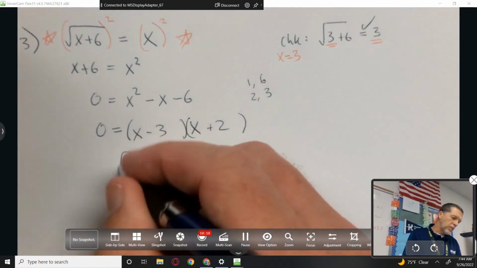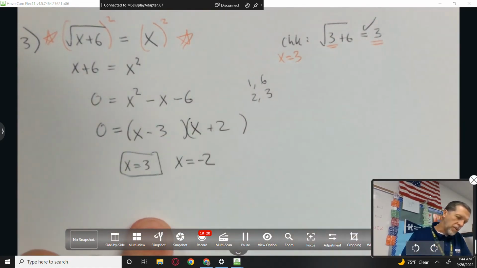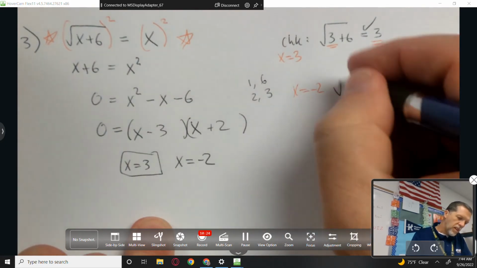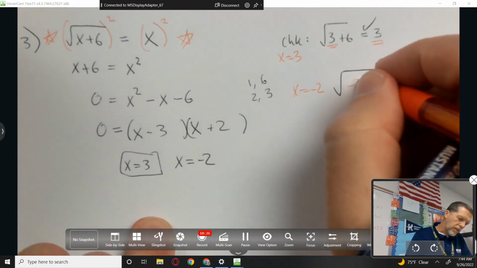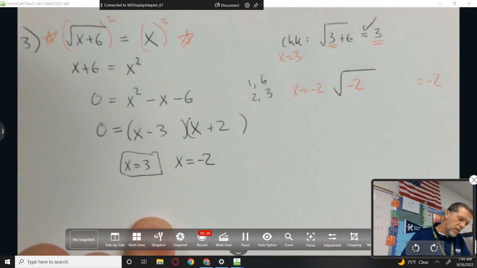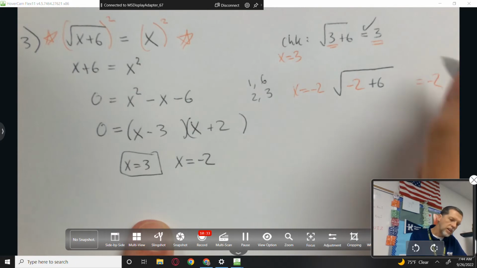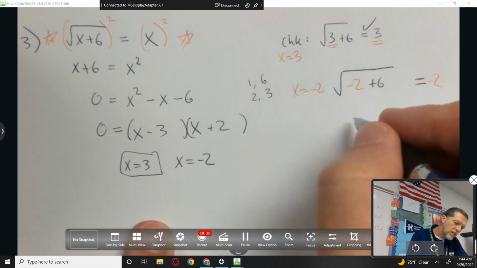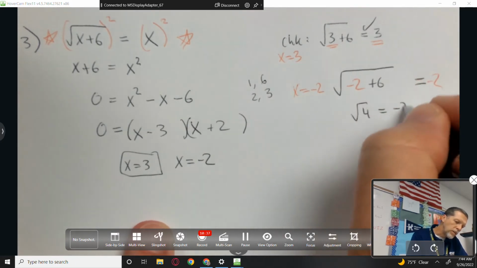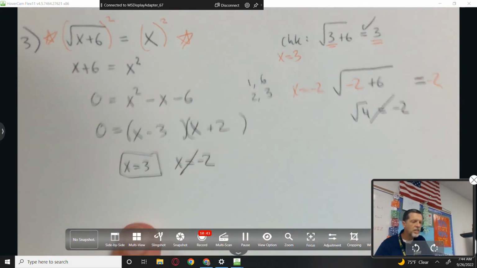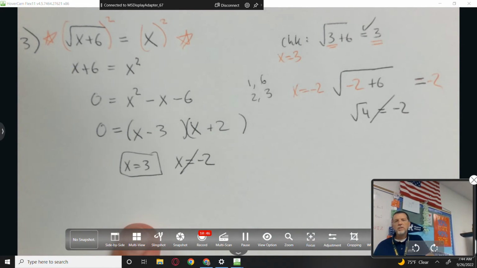X equals 3 works. If I plug in x equals negative 2, square root of negative 2 plus 6 equals negative 2. Square root of 4 equals negative 2. No, it does not. So that one's out. So that's one where one worked and one did not.